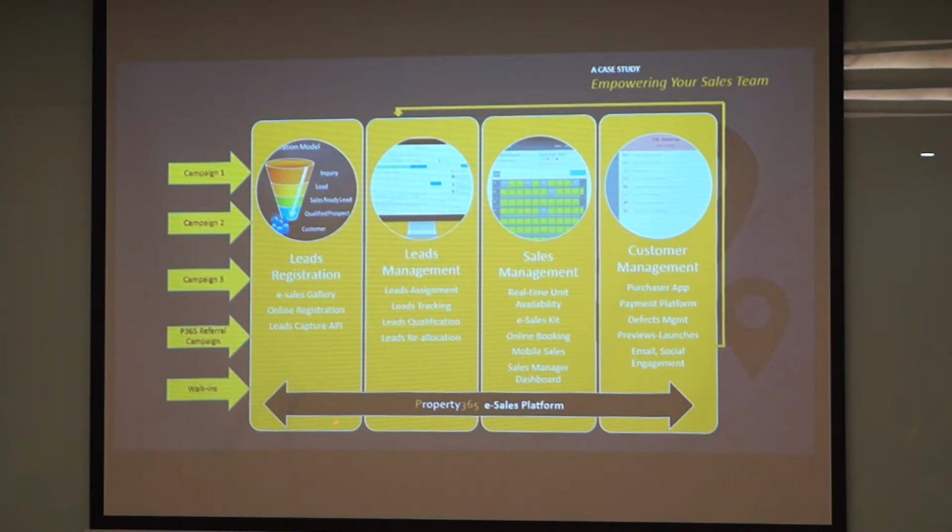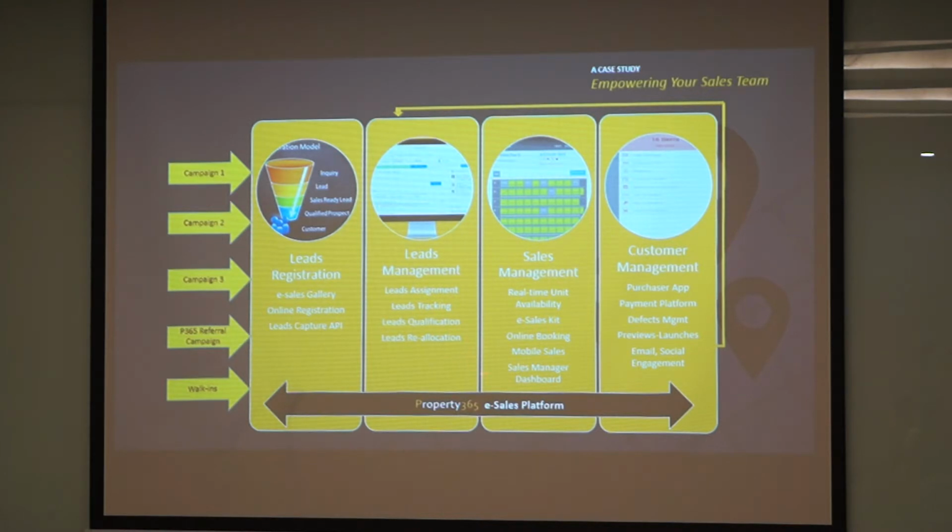You can also qualify them or reassign the leads if, let's say, your salesperson A is not doing a good job or did not follow up. You can always reassign or reallocate the leads to another salesperson. So you are in control and you have the ability to do that.